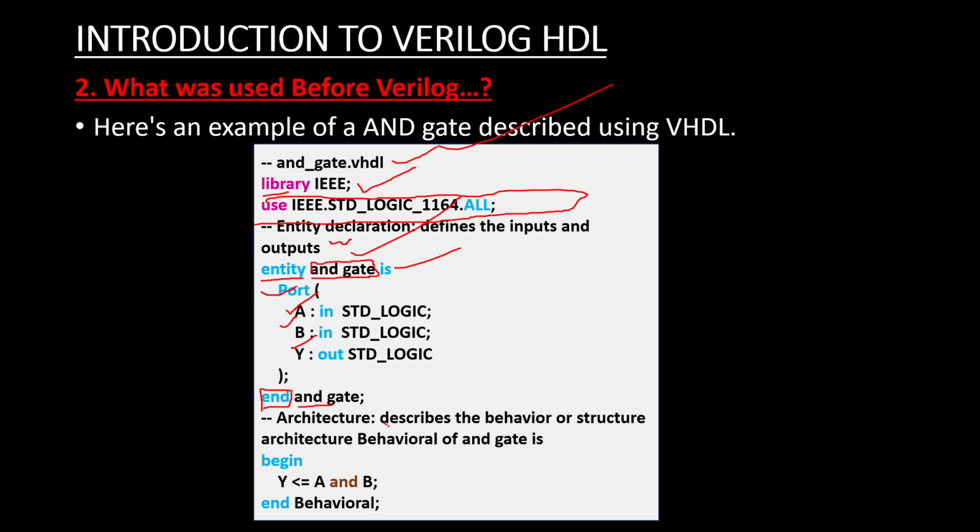This is also a comment, and we are going to use begin and end. Begin and end are similar to the curly braces in C. Remember this point: this is the non-blocking assignment. I will discuss it. And is a keyword to perform the AND operation between A and B. We are going to end the behavioral section.